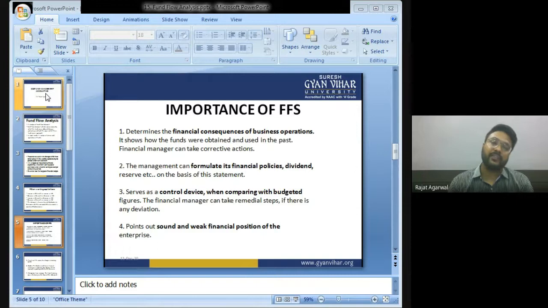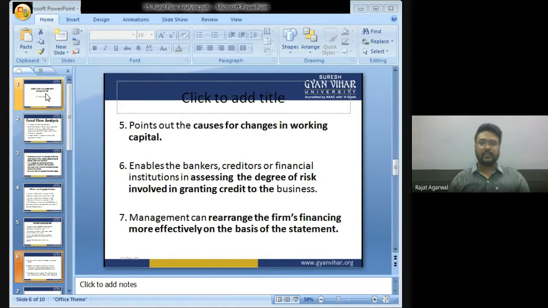It points out the sound and weak financial position of the enterprise. The fund flow statement also tells you where the weak points of the company are, and what the strong financial points of the company are. So it tells you whether the company is in a strong financial position or in a weak financial position, so you can take decisions accordingly. It also points out the causes for change in working capital. It will tell you the reasons why your working capital is increasing or decreasing.